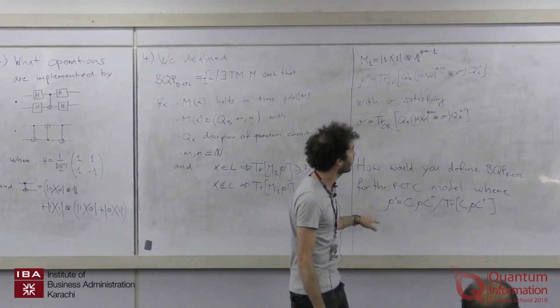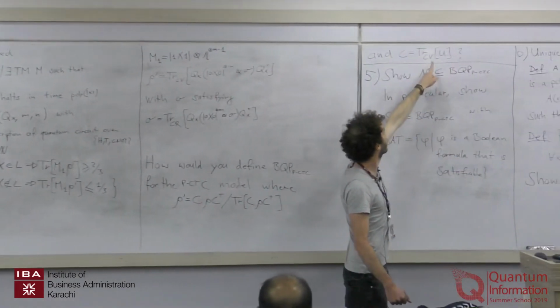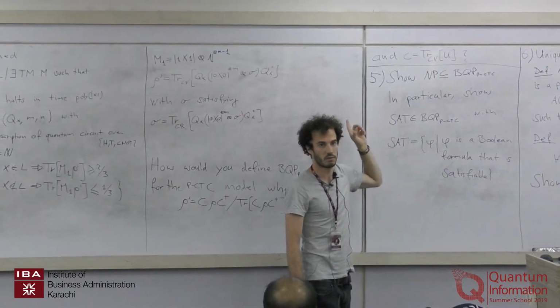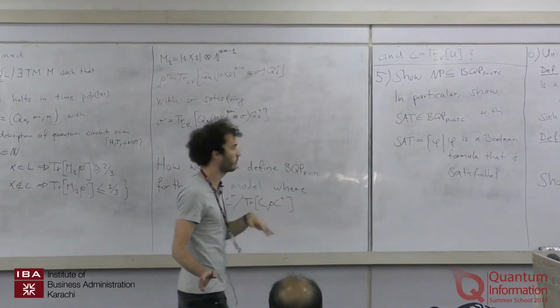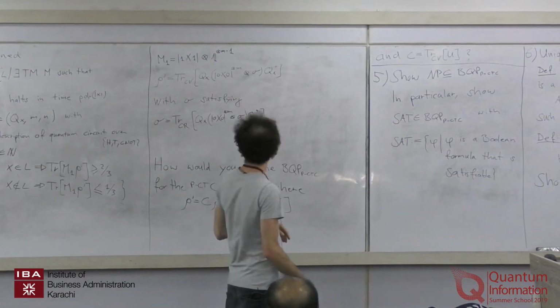Quantum states are normalized, where C is just a partial trace over the unitary, over the causality violating part. Is this clear? Like I said, if you have questions, please come interrupt me now or come to me later. All right.